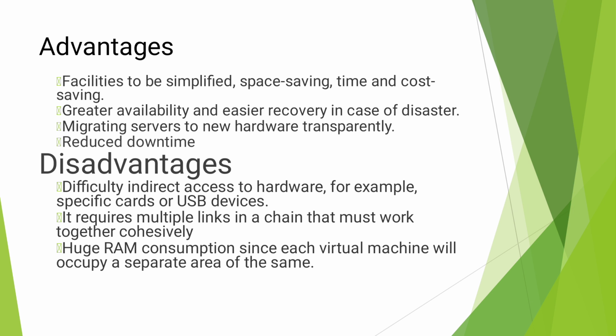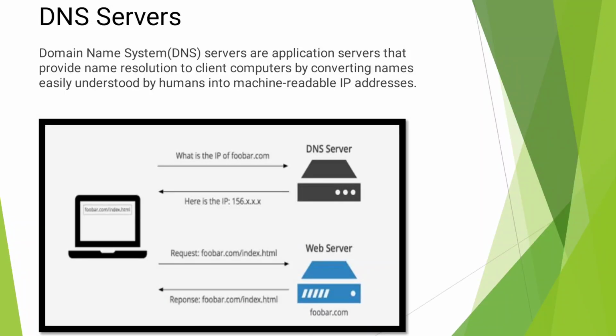Second one is it requires multiple links in a chain that must work together cohesively. Third one is huge RAM consumption since each virtual machine will occupy a separate area of the same. Here, RAM stands for Random Access Memory. After virtual server, I'll go to the next type of server operating system. The next type of server operating system is DNS servers.